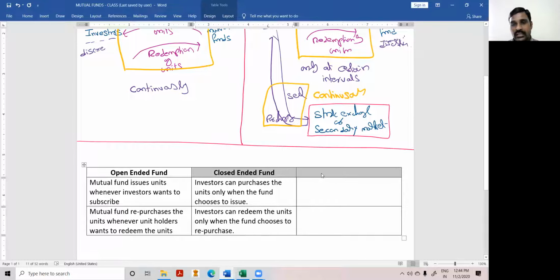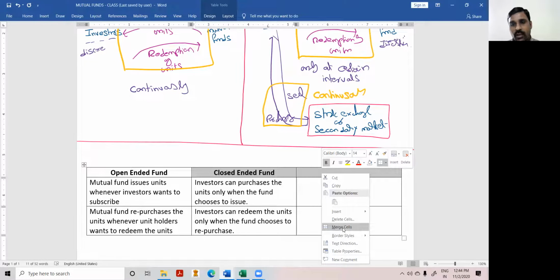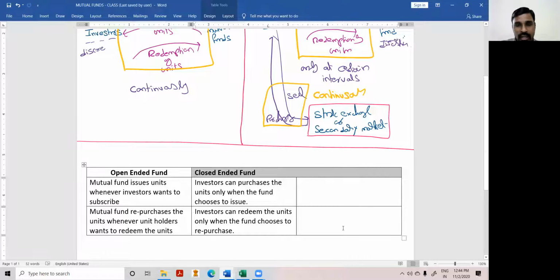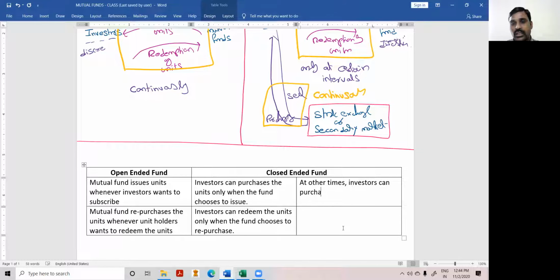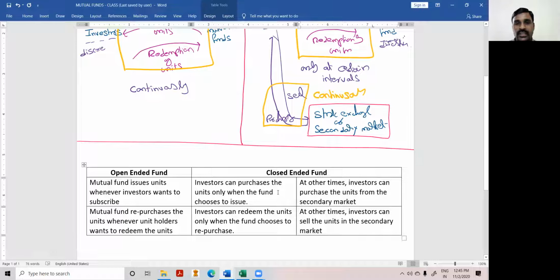Okay, having discussed that, what to do at other points of time? At other times, investors can purchase the units from the secondary market. At other times, investors can sell the units in the secondary market. So this happens at certain intervals, and this happens at other times.